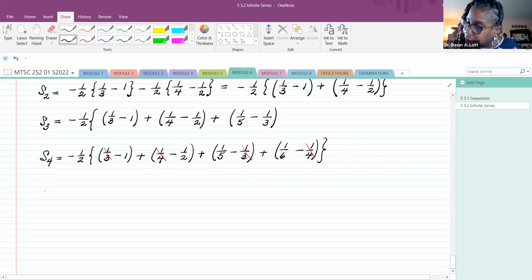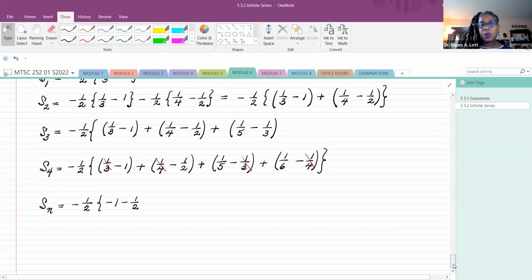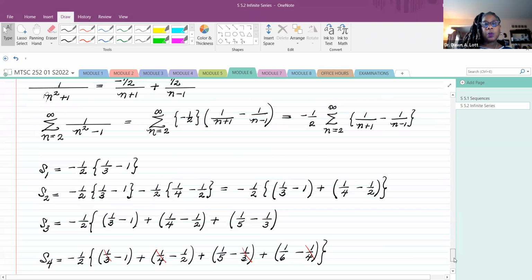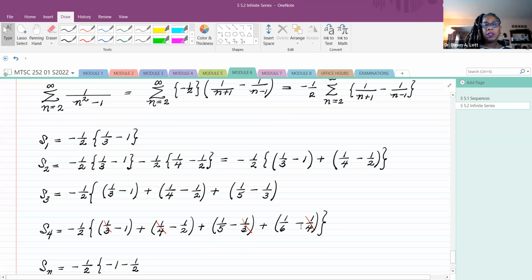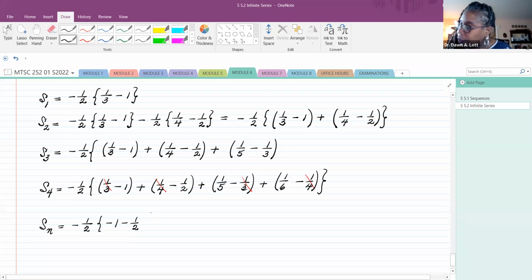So our formula looks like Sn is clearly, we're still going to have the -1/2. We're going to have the -1, and we're going to have the -1/2. But everything's going to cancel up until the last value. As we can see, the only thing that won't cancel will be the 1/n+1, because the 1/n-1 is going to be gone. So the only thing that will be left is 1/n+1.